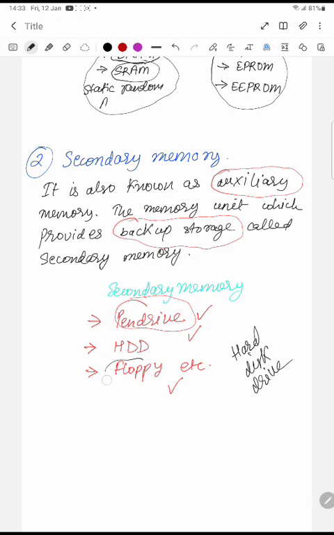Third one is floppy or diskette. It is a removable media that can be used to store data on the computer. It is a disk that is made of plastic and metal. Okay, but it is not used nowadays. The memory we use nowadays is mostly the pen drive.